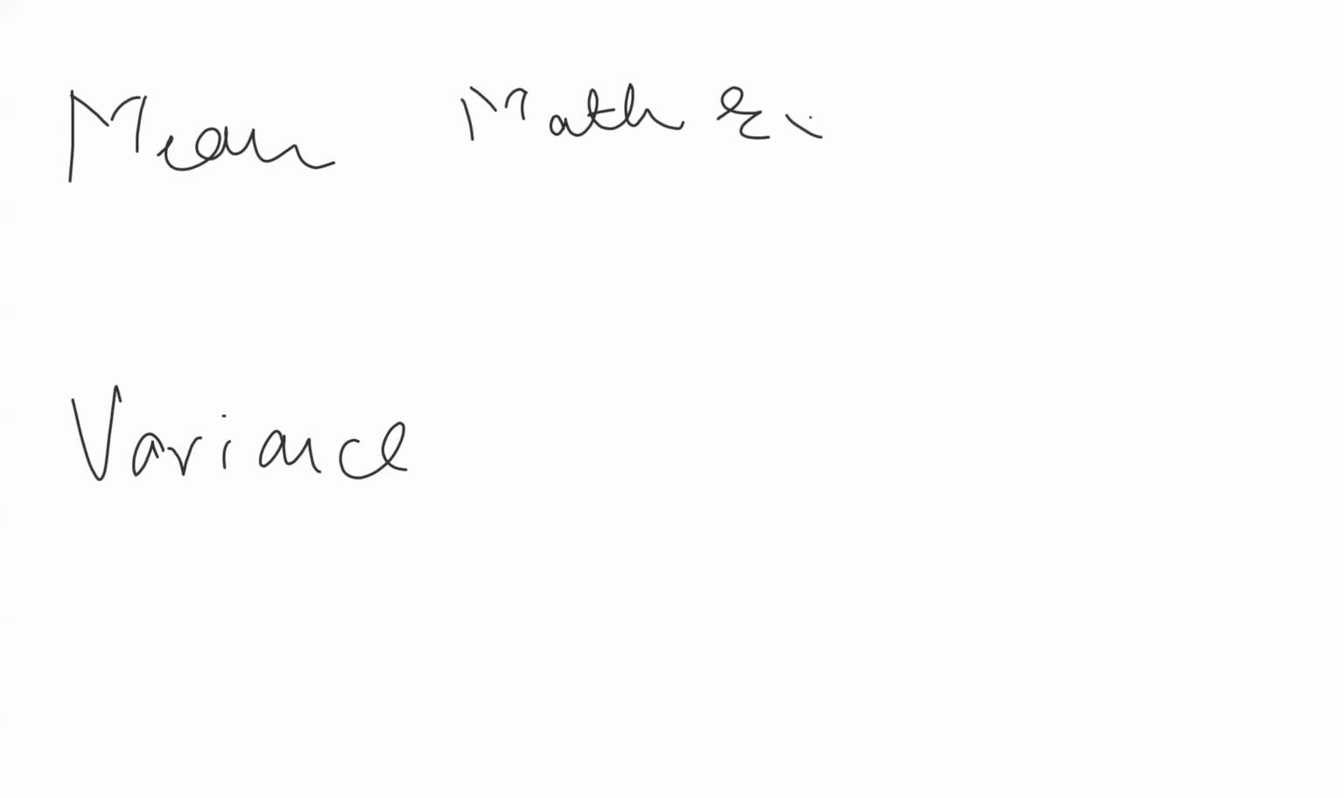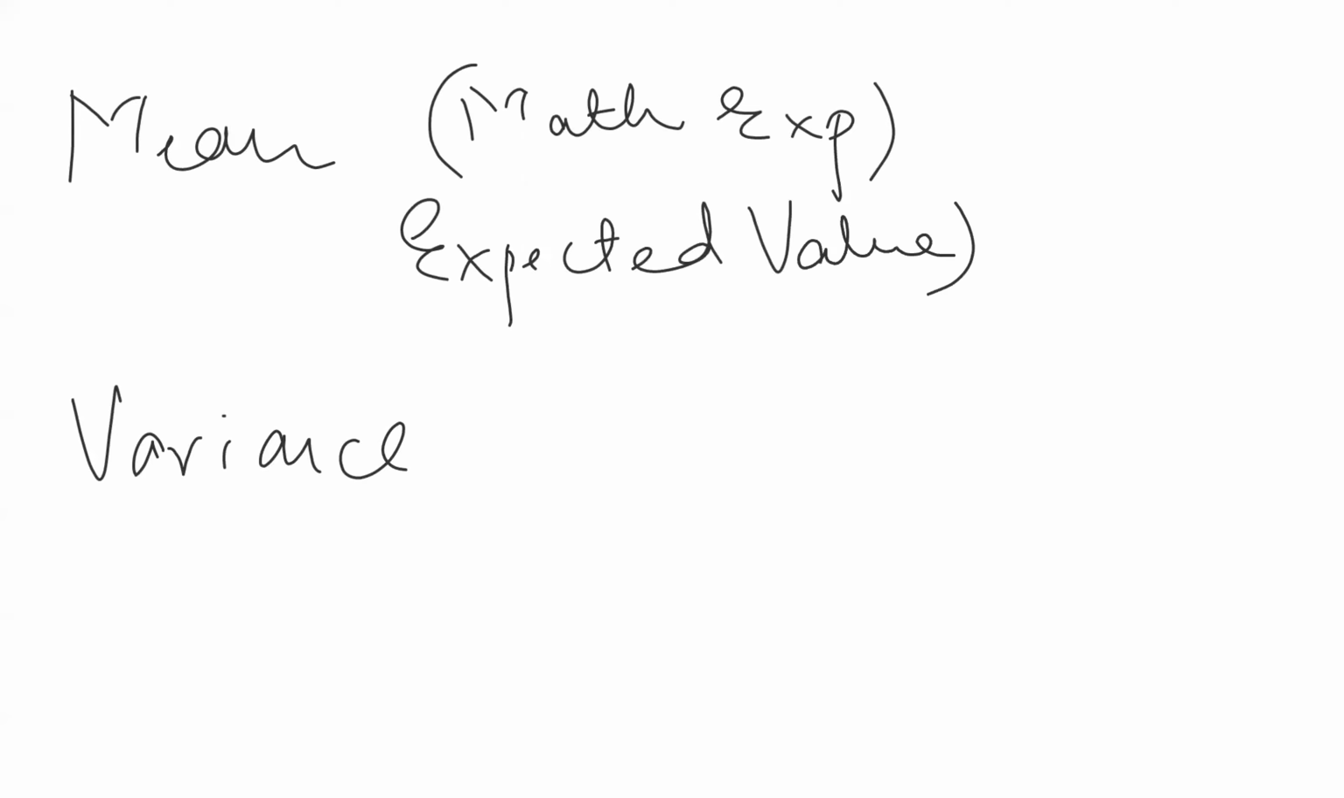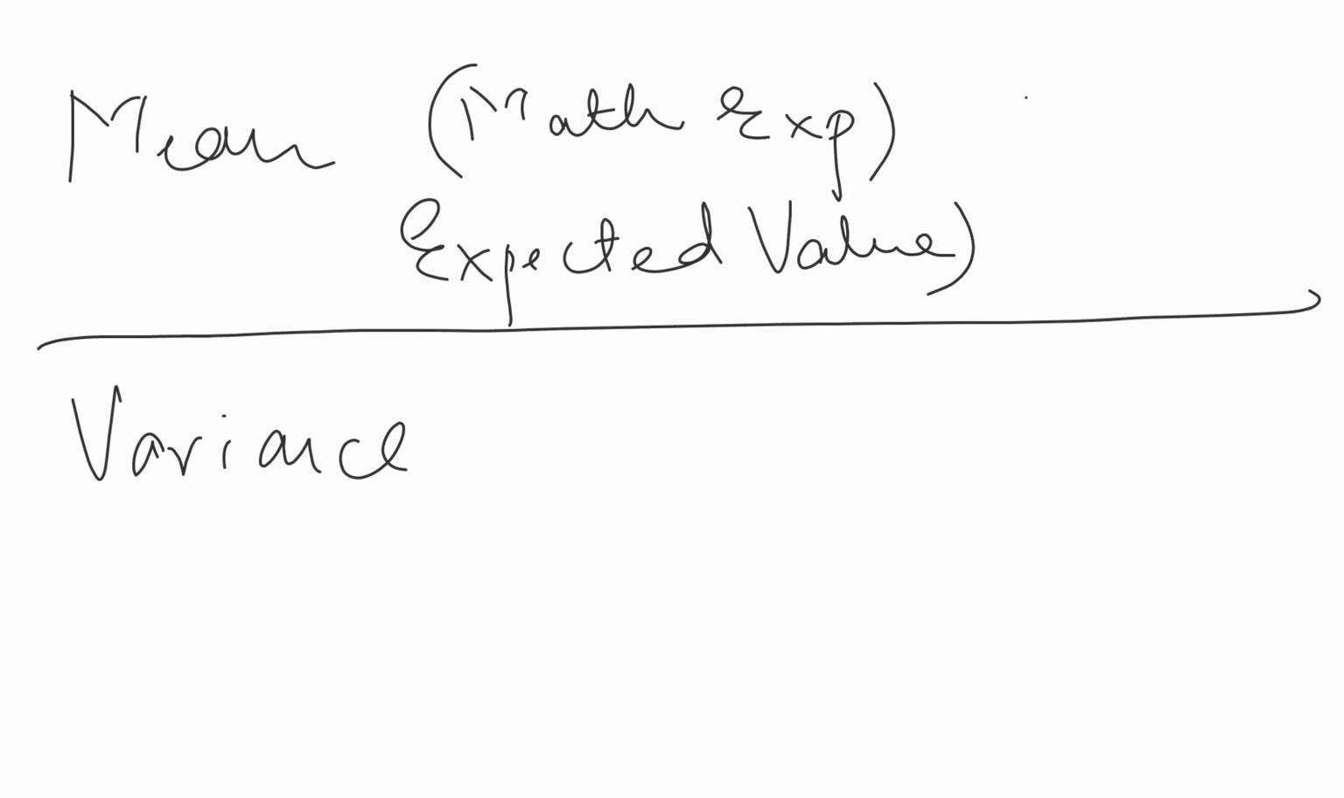Hello. We are going to start with the mean and variance of a discrete random variable. Mean is also called mathematical expectation. It is also called the expected value. The expected value is denoted by mu. Okay.